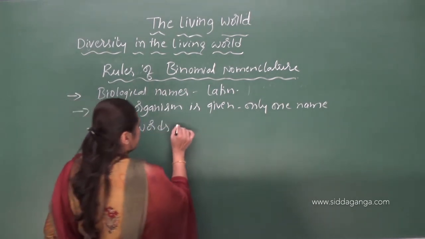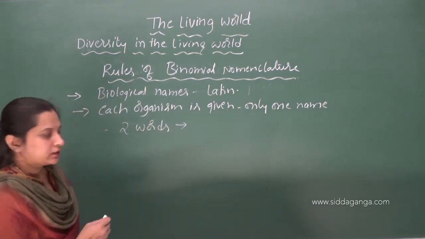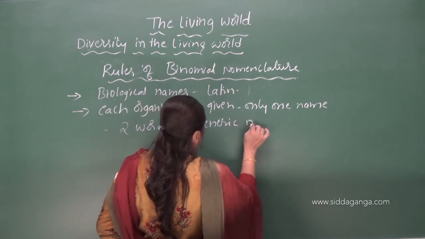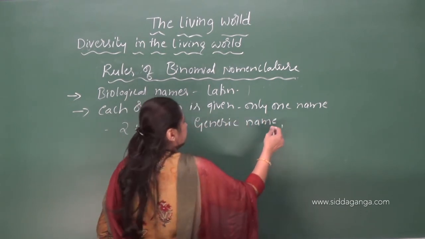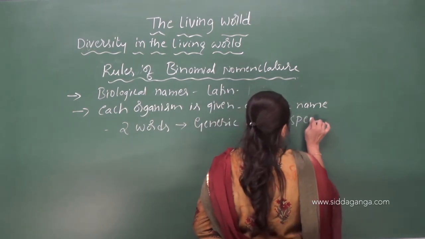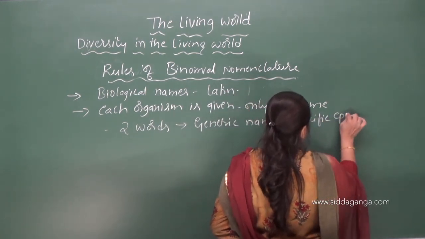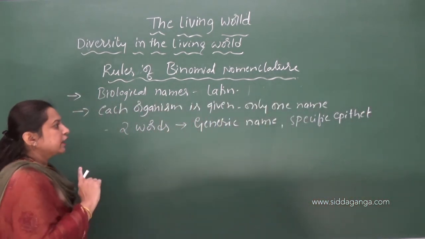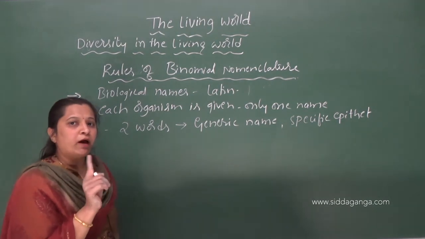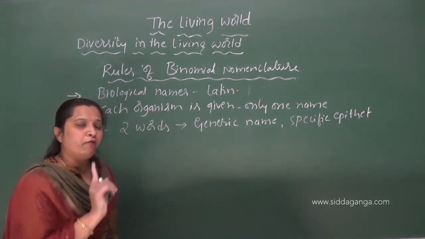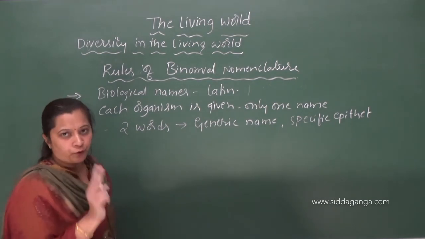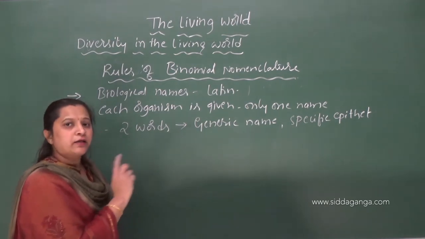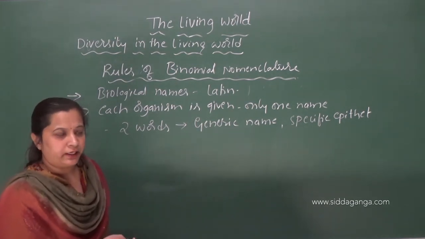So what is the first word? The first is the generic name, and the second one is the specific epithet. To avoid confusion, each organism is given only one name, but that name should consist of two parts, or two words. One is the generic name and the other one is the specific epithet.